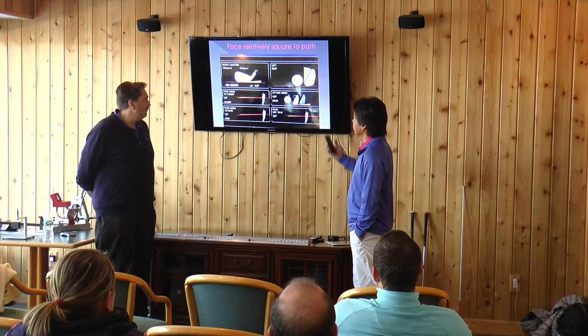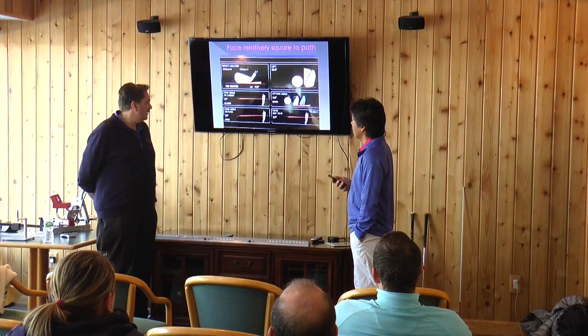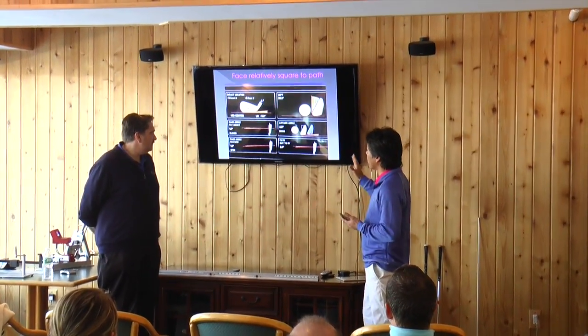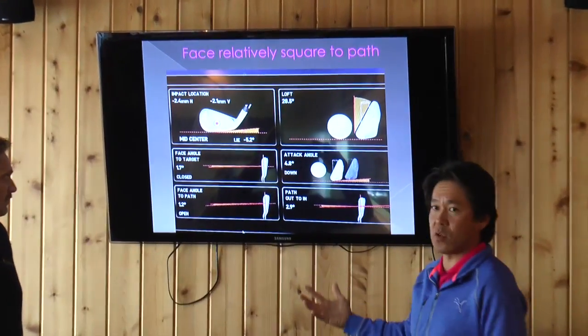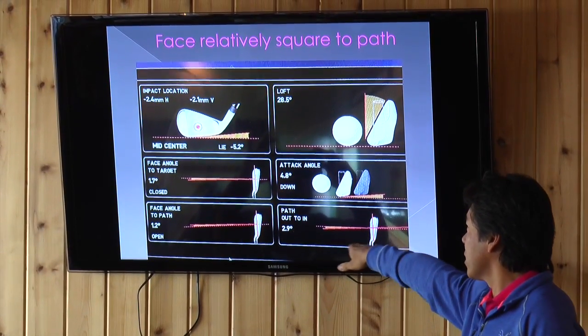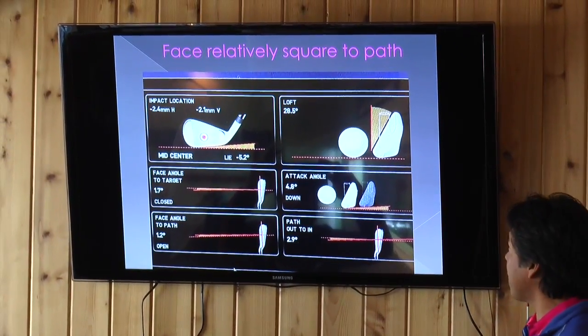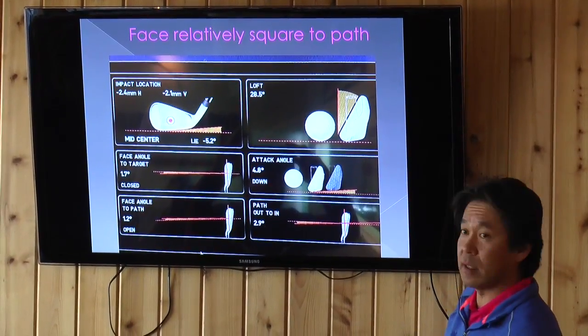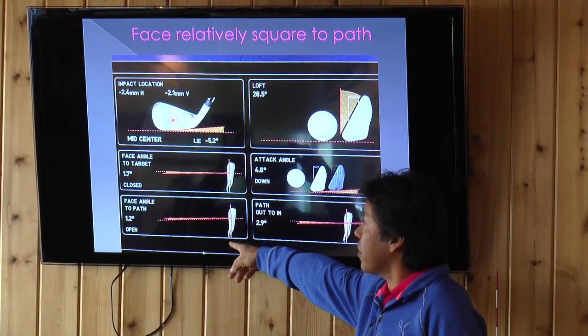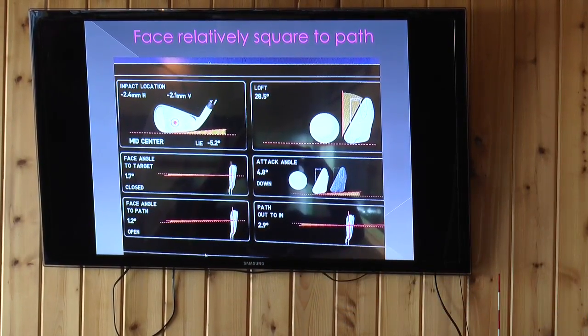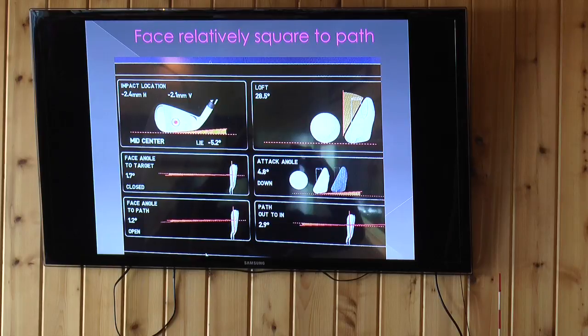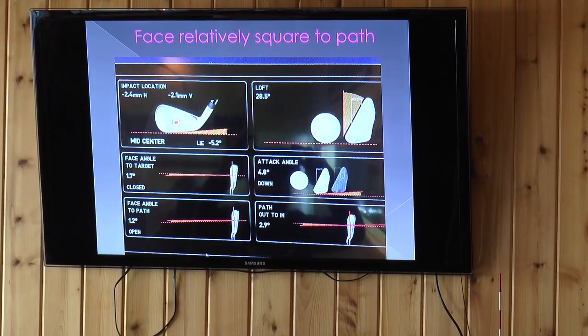Now here is the GC2 with HMT. Here's a golf shot of a golfer with what I call a relatively square path. So their swing is a little bit out to in, barely 3 degrees there. It's not that bad. Decent strike on the club face. Face to path, pretty good. It's about 1 degree. That's pretty nice. So the ball did not curve left. Actually, the ball did curve to the right.